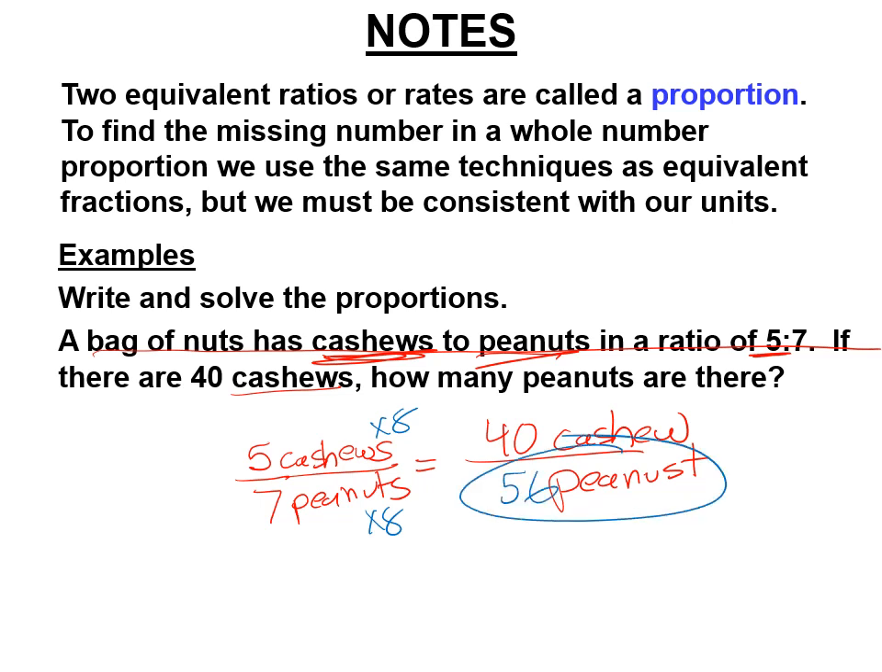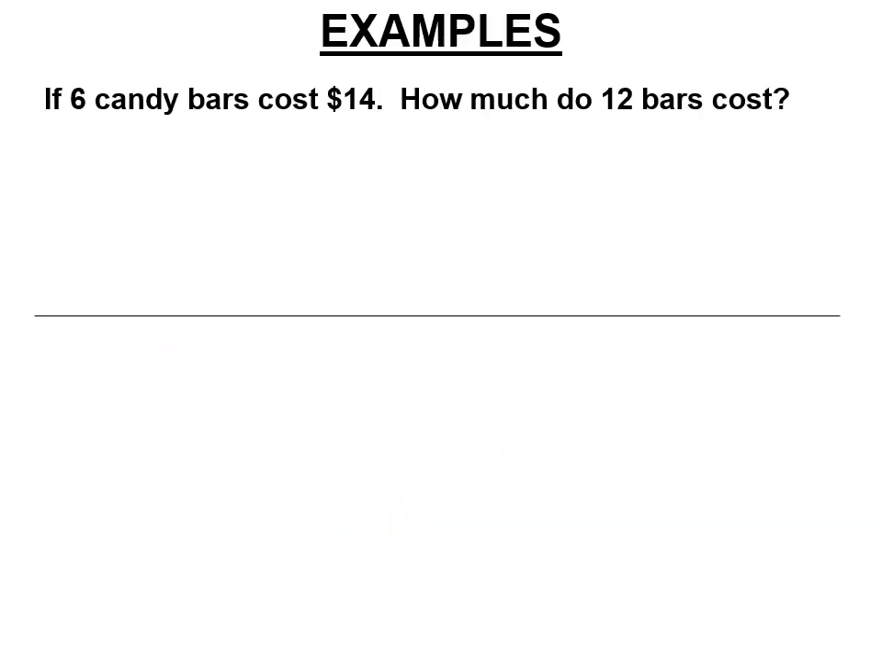So in a bag of nuts, if the ratio of cashews to peanuts is 5 to 7, then if there are 40 cashews, there must be 56 peanuts. And I have to spell peanuts correctly. All right, so let's see this again.